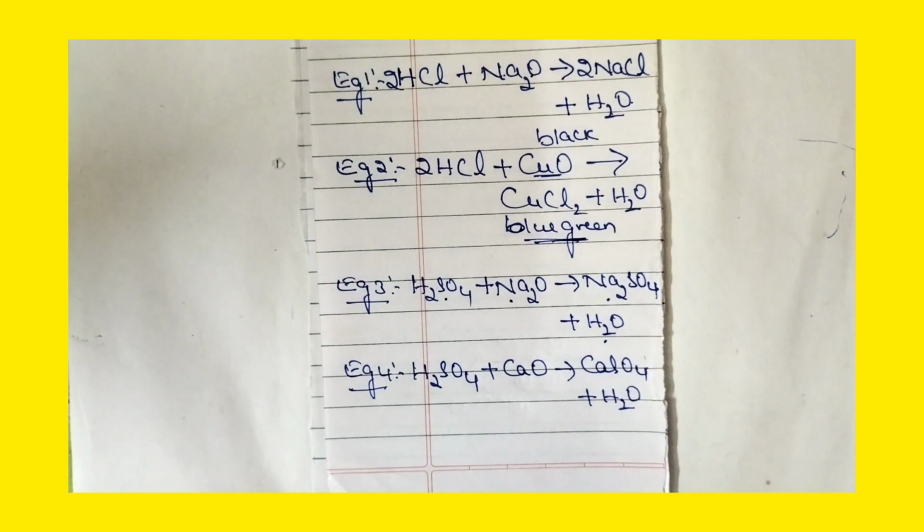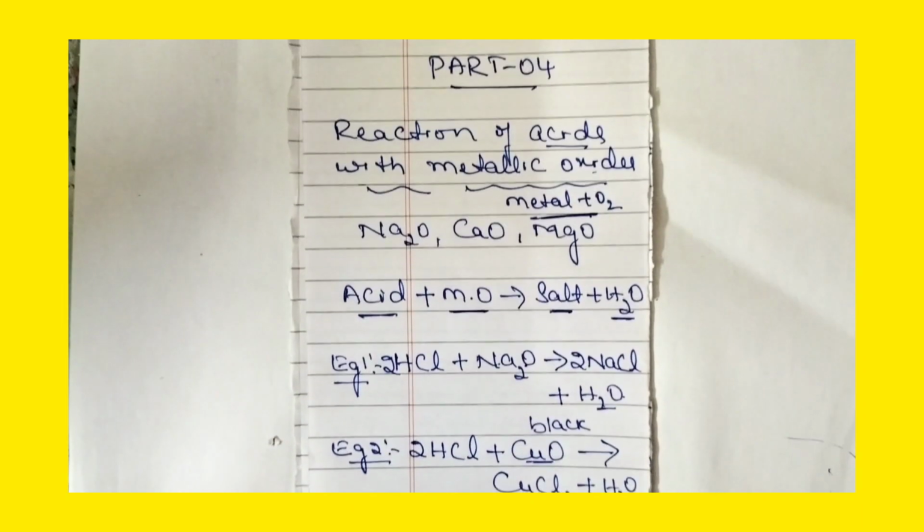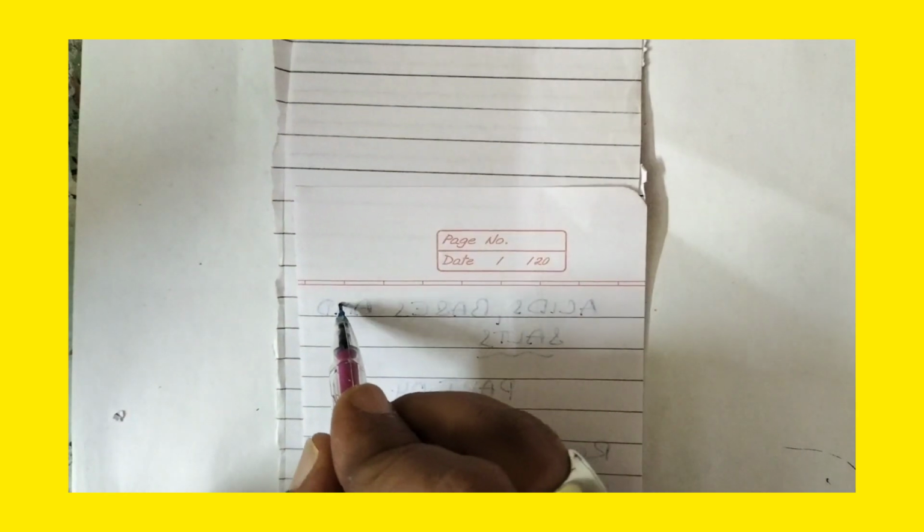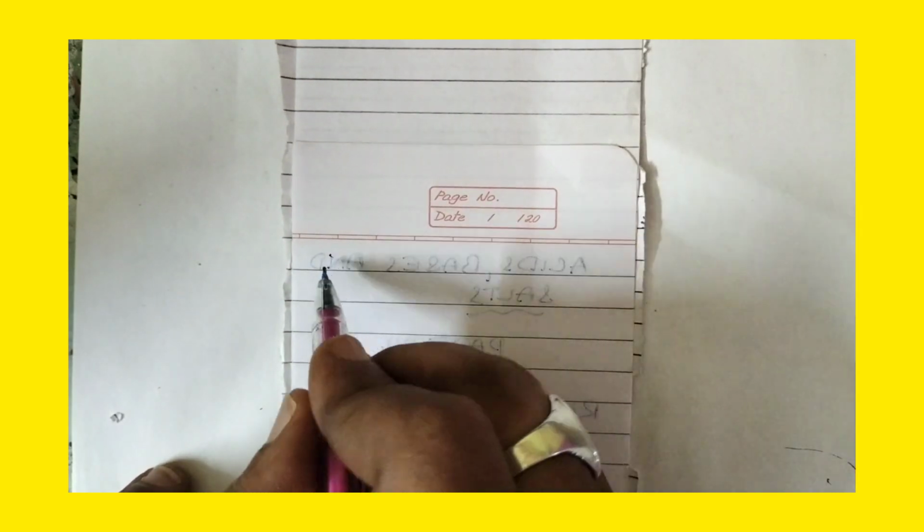So these are the four examples that you can easily keep in your mind for the reaction between acid and metallic oxide. So this is about the reaction between acid and metallic oxide. Now let us learn the next reaction, which is the reaction of acid with base.